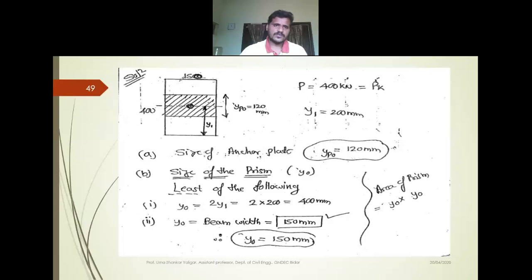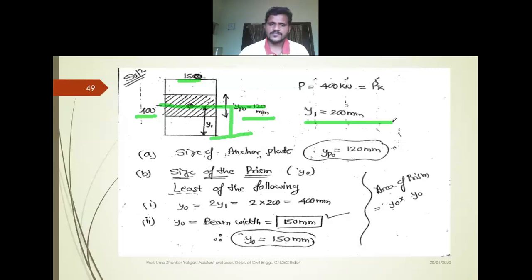Now here he has given the size as 150 by 400, and here your plate is how much? He has given the thickness of the plate as what? 120 mm. Okay, but he has given that it is concentric, which means the 400 dimension is at the center. Okay, this is concentric, and this will be y1.